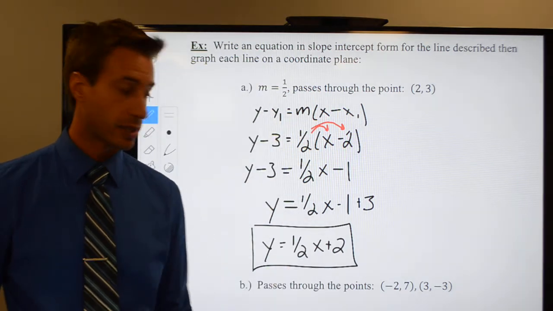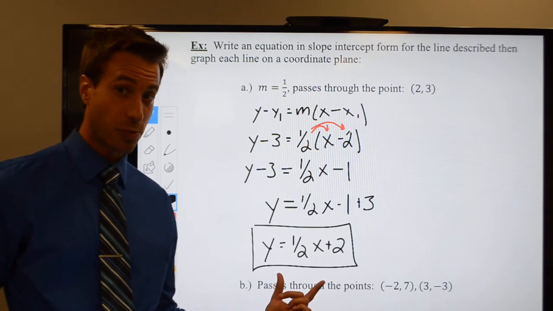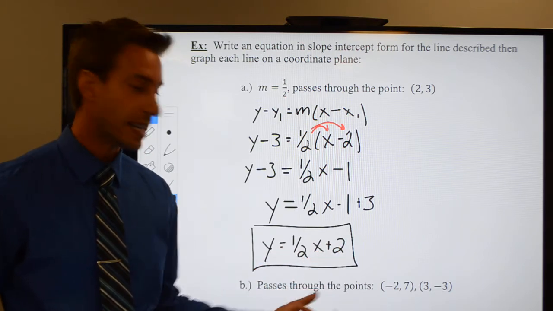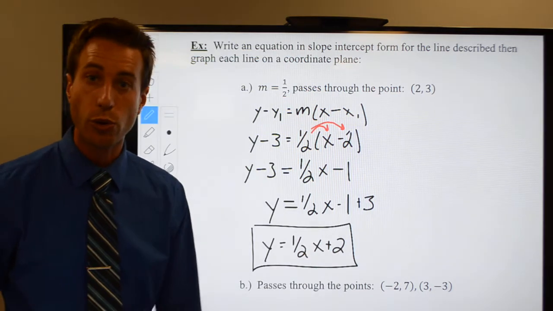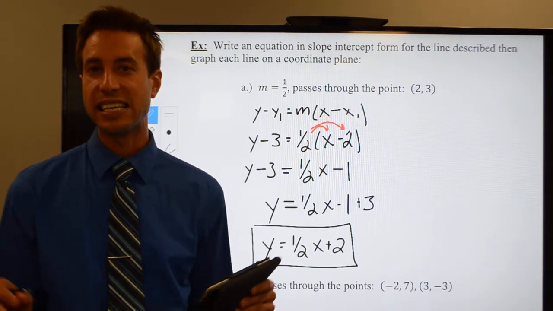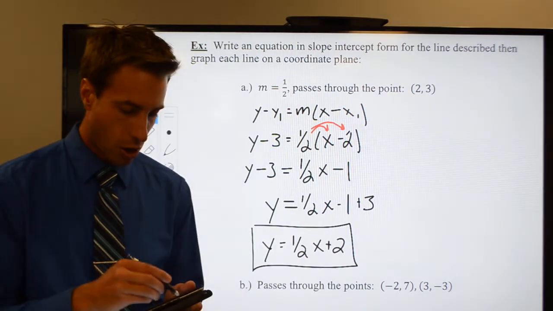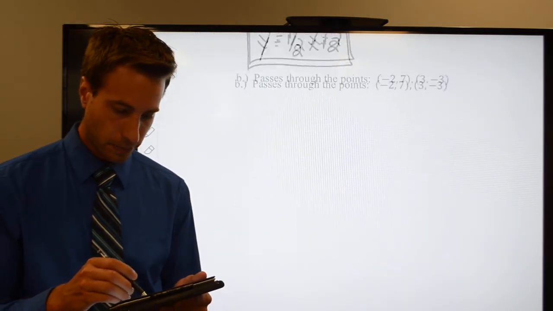And please notice, it is still in slope-intercept form. y equals mx plus b. You know the slope, you know the y-intercept. Easy, easy to graph, which we'll actually look at in another section. Awesome, let's try another one.